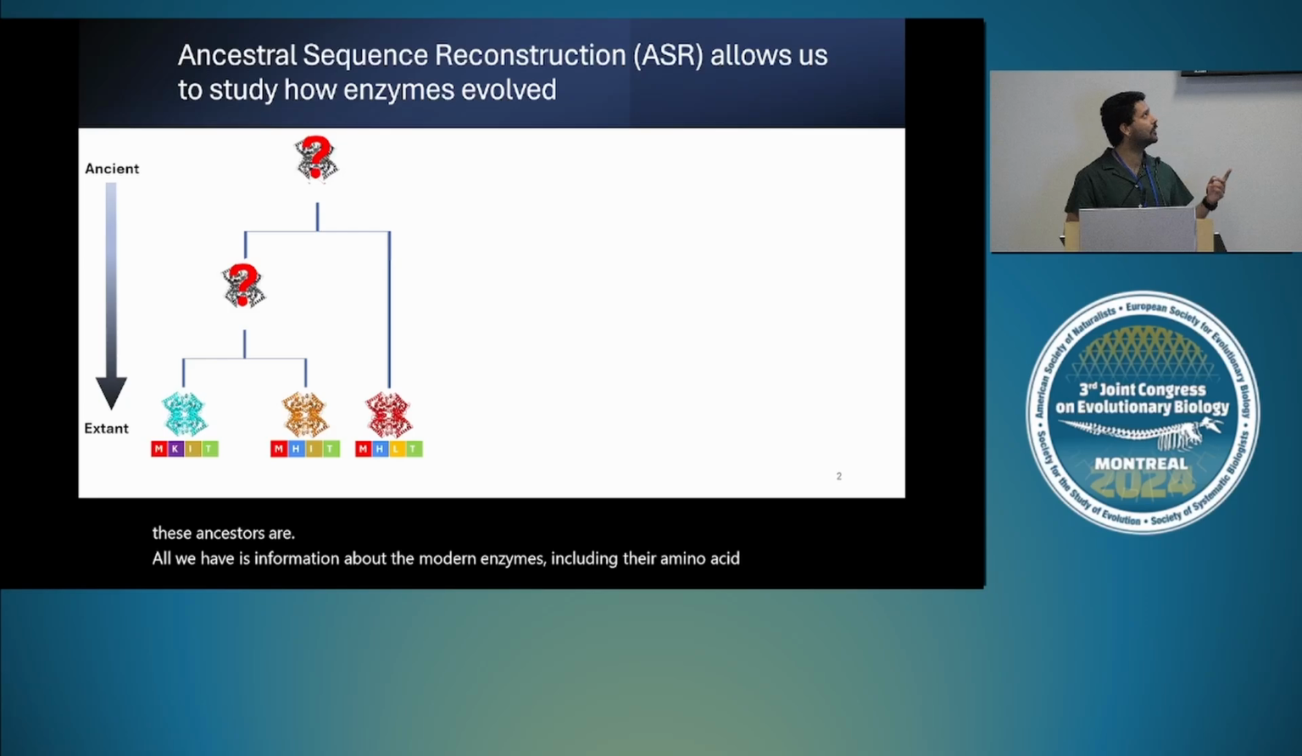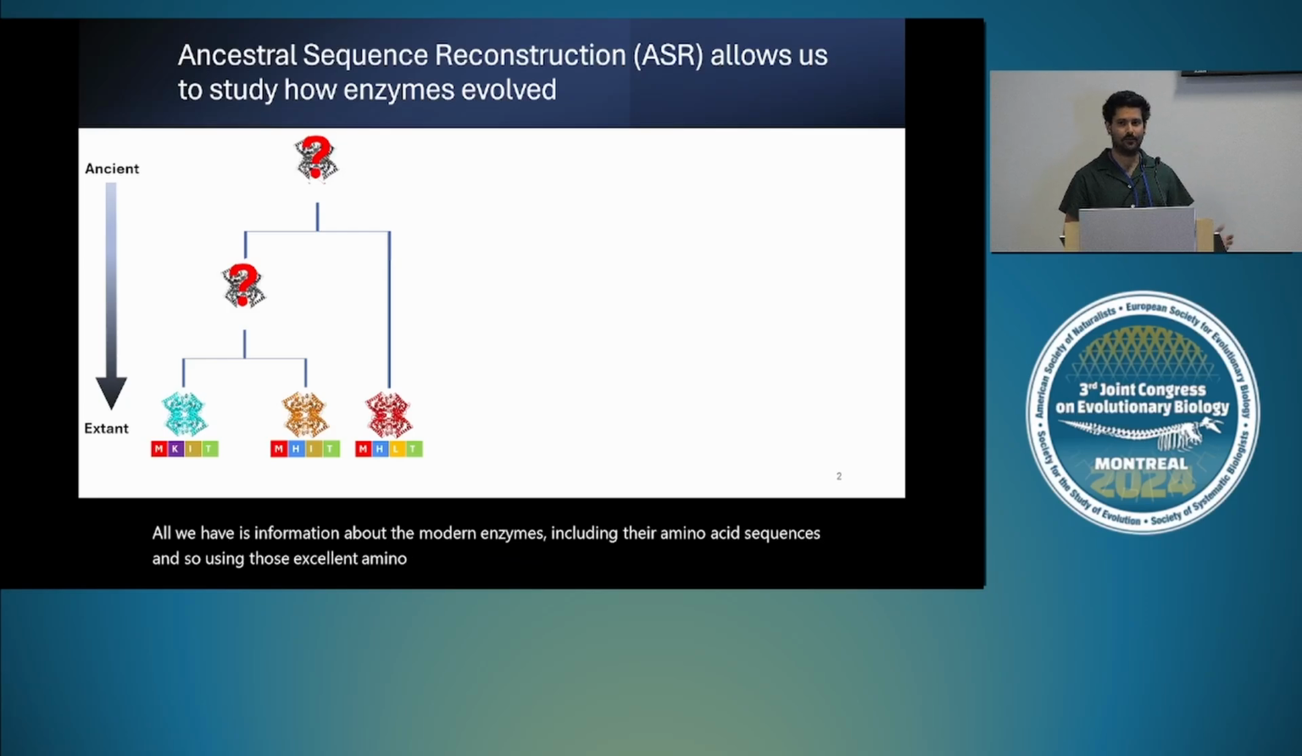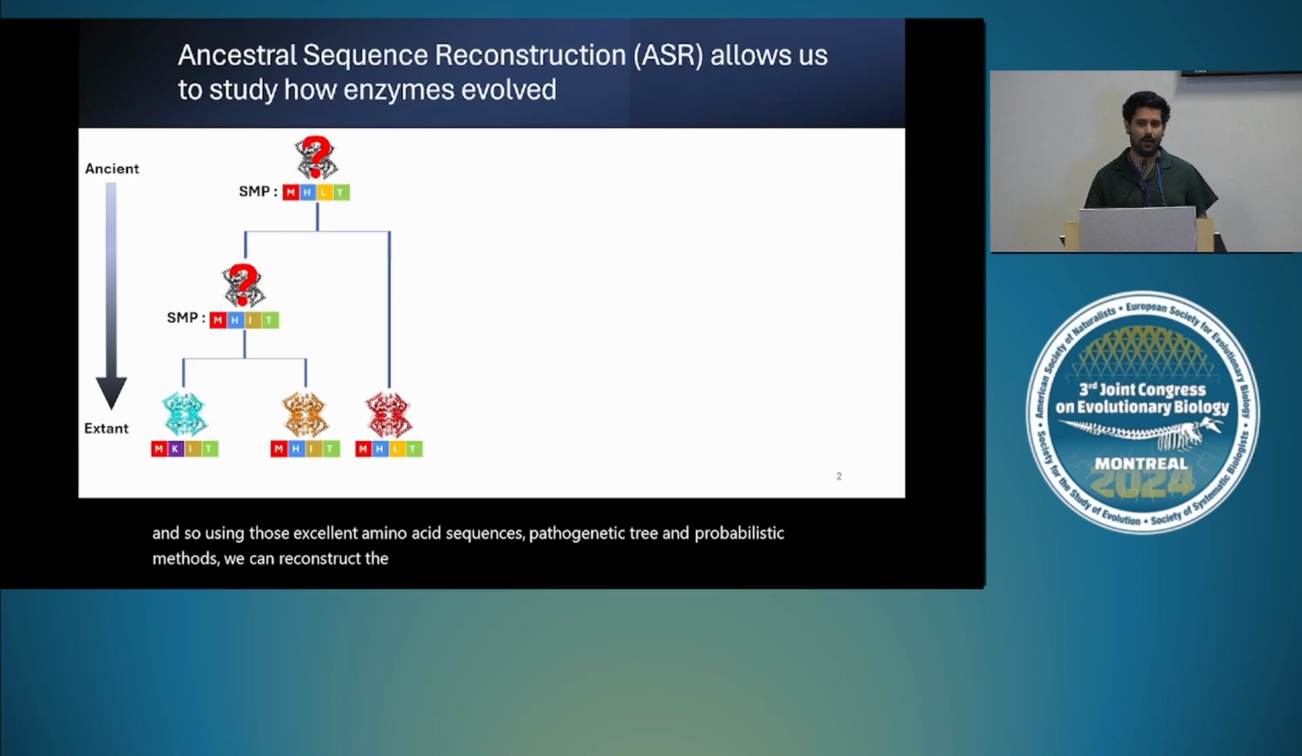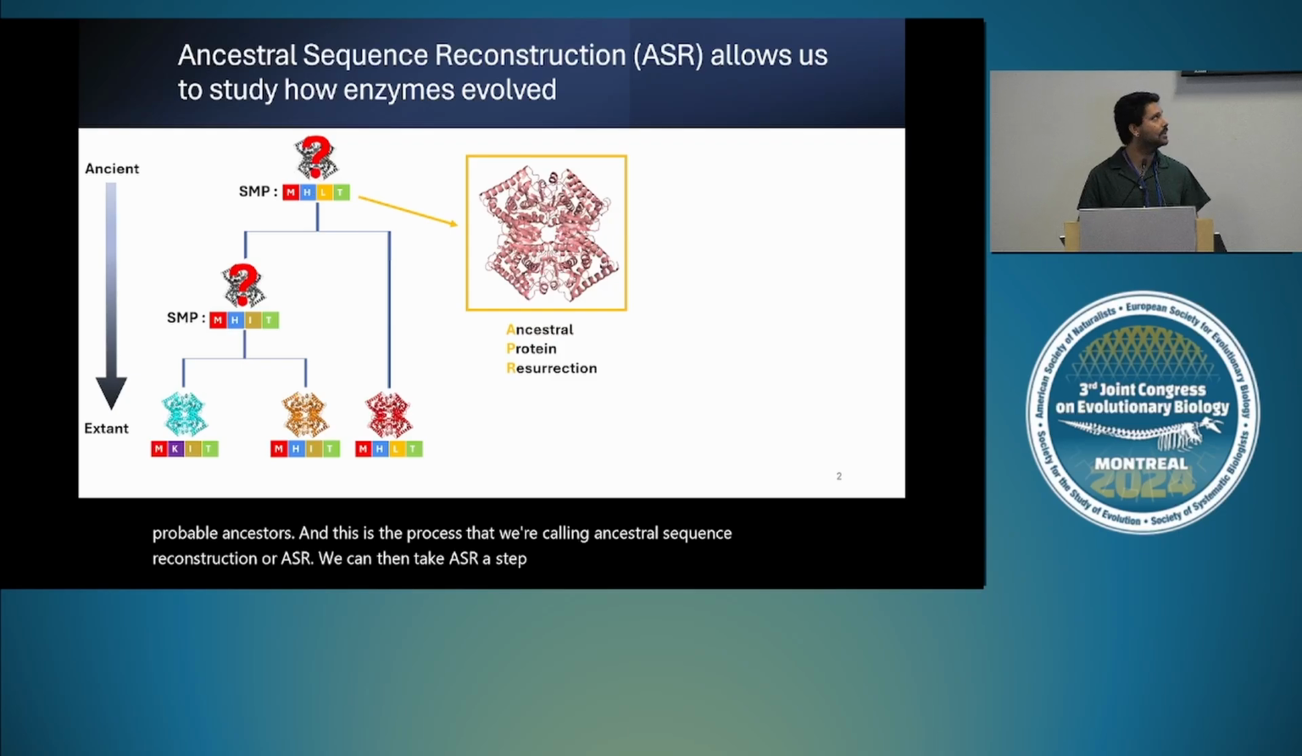And so using those extant amino acid sequences, a phylogenetic tree, and probabilistic methods, we can reconstruct the single most probable amino acid sequence of those most probable ancestors. And this is the process that we're calling ancestral sequence reconstruction, or ASR. We can then take ASR a step further, and we could actually take those SMP sequences and we can resurrect them in the lab in a process called ancestral protein resurrection, or APR.